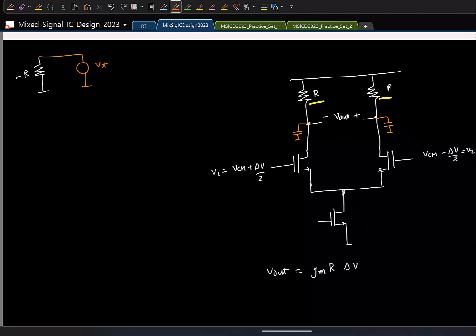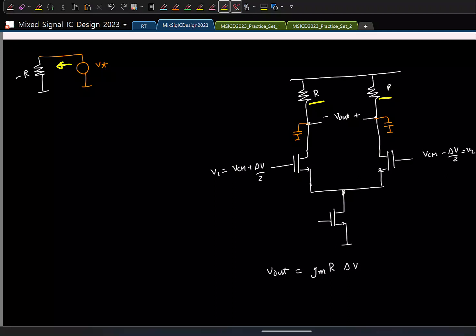We apply a test voltage. What will be the current in this direction? Minus Vt by R. So which means current in this direction is? So which means that if I apply voltage, I should not be drawing current. I should be putting in current in that node. That's what negative resistor means. So hypothetically speaking, if I have Vt, all I want is to push in a current Vt by R.